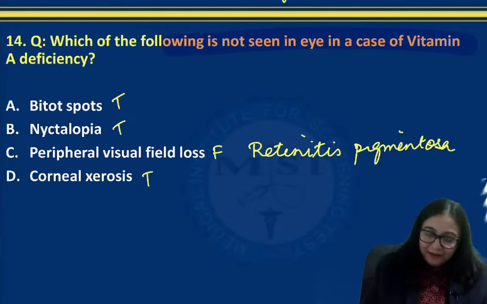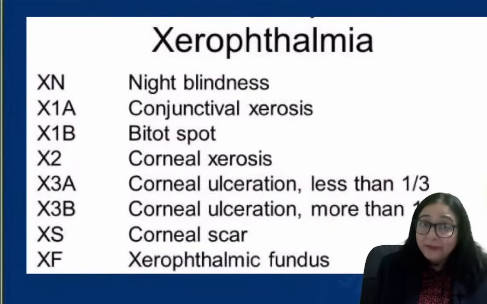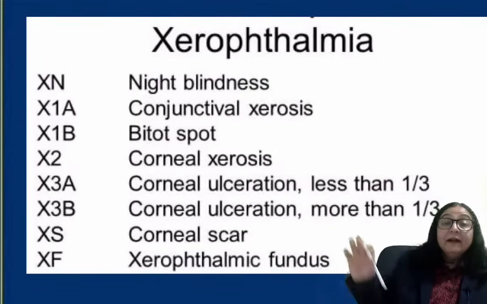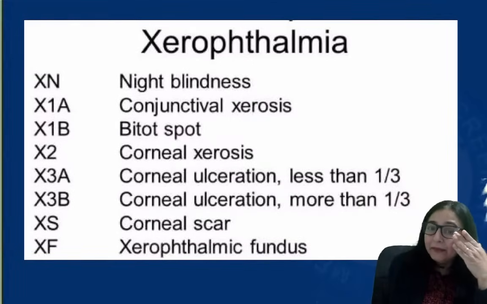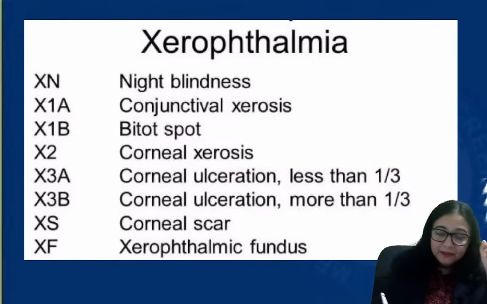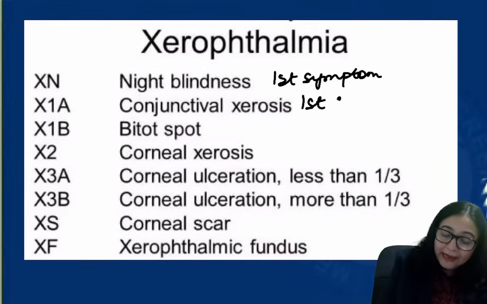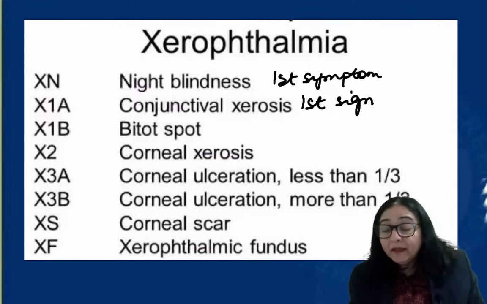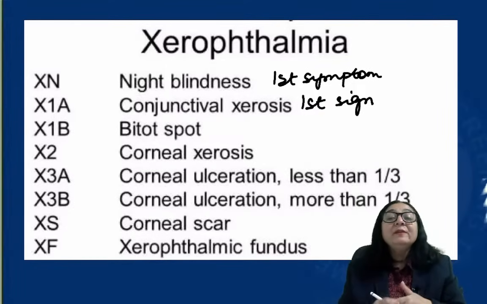So let's have a quick recap of this, my favorite chart for xerophthalmia. Xerophthalmia is a collection of all the signs and symptoms which you see in the eye because of vitamin A deficiency. This is the WHO classification. The first symptom is night blindness or nyctalopia. The first sign is conjunctival xerosis, the lusterless, dry looking conjunctiva. Why? Because the goblet cells are damaged, so the eye is becoming extremely dry.